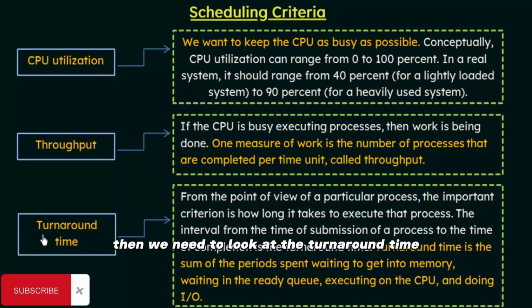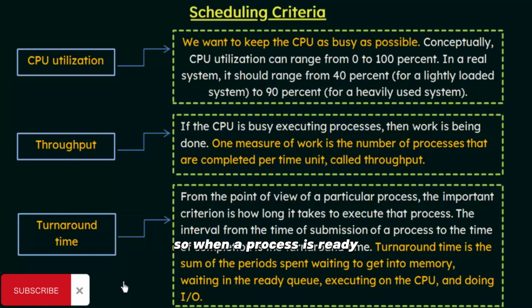at the turnaround time. So turnaround time is the interval from the time of submission of a process to the time of completion of the process. So when a process is submitted for execution and the time it takes to be completely executed, that is what we mean by turnaround time.